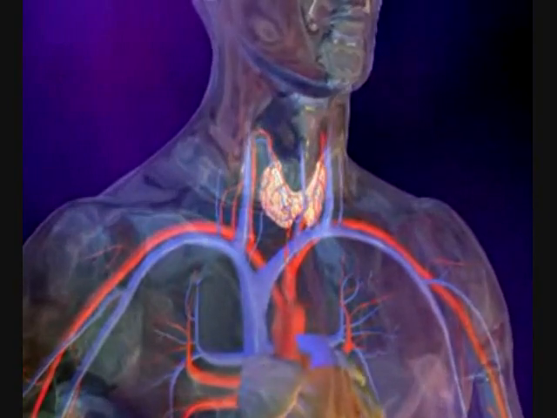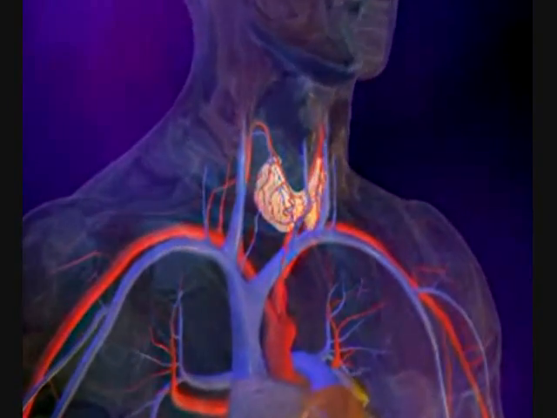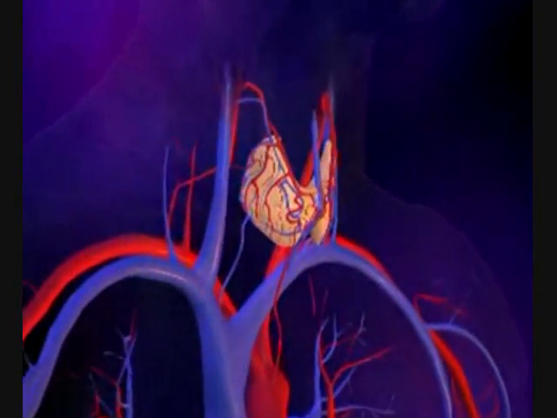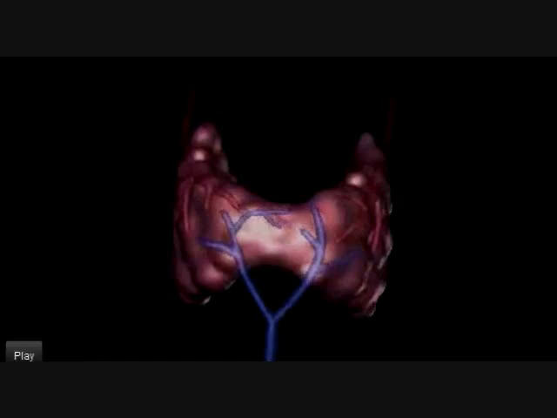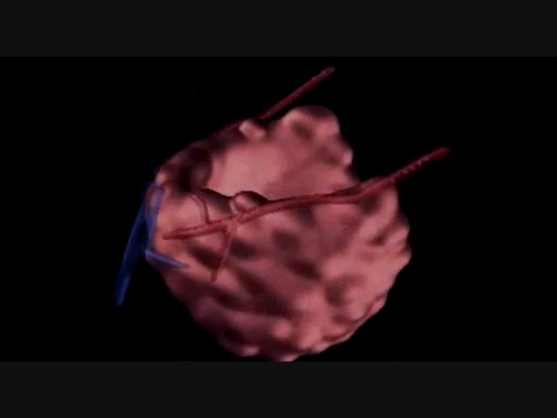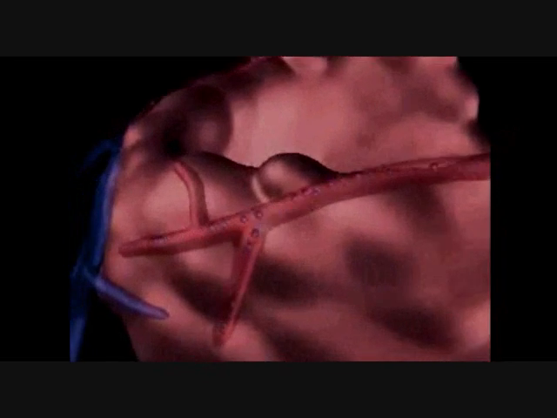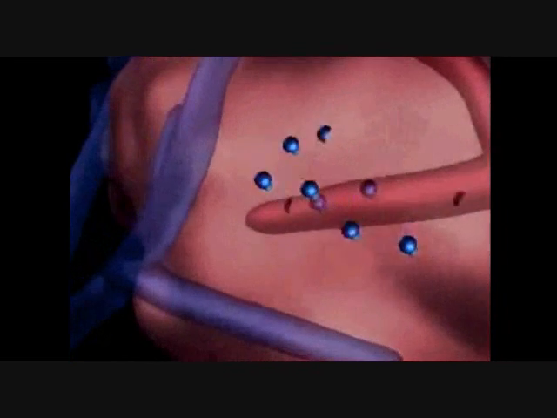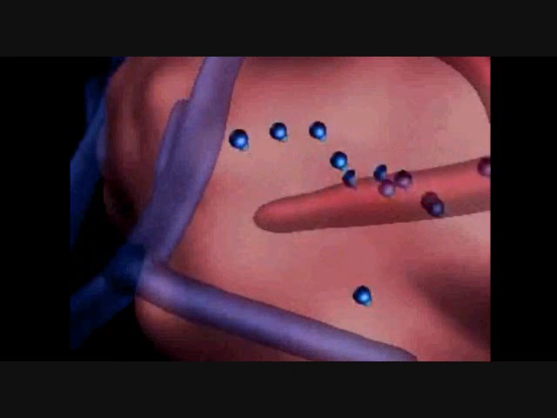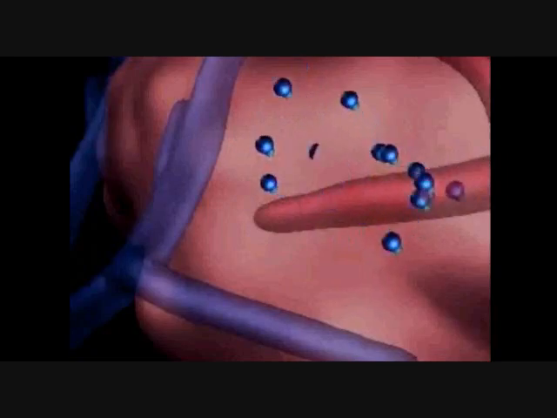The thyroid gland is an important organ of the endocrine system. It is located in the front of the neck, just below the voice box. This gland releases the hormones thyroxine, or T4, and triiodothyronine, or T3, which control body metabolism. Controlling body metabolism is critical for regulating mood, weight, and mental and physical energy levels.